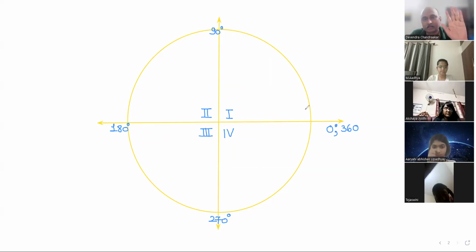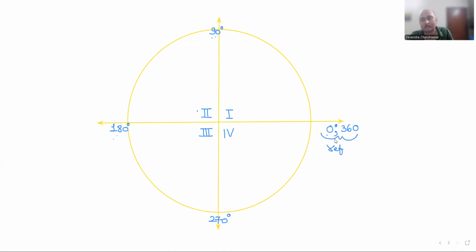Now these angles, all of you can see here, please pay attention. Beta, you don't have to write. Listen carefully here. These angles mark the start and end of a quadrant. The first quadrant starts from 0 degrees and ends at 90 degrees. Between 90 and 180, the second quadrant is there. Between 180 and 270, the third quadrant. Between 270 and 360, the fourth quadrant. So these angles have a unique name. We call these angles reference angles.